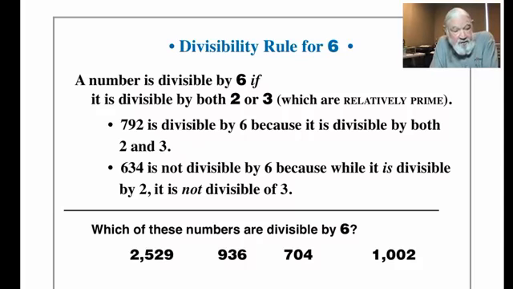So this compounding immediately gives us a very useful rule here in 6, which is a number that we'll be using quite a bit. How about 634? Well, 634 is not divisible by 6 because while it is divisible by 2, it ends with an even digit, it's not divisible by 3. Because when you add up the digits, 6 plus 3 is 9, plus 4 is 13, and 13 is not divisible by 3.